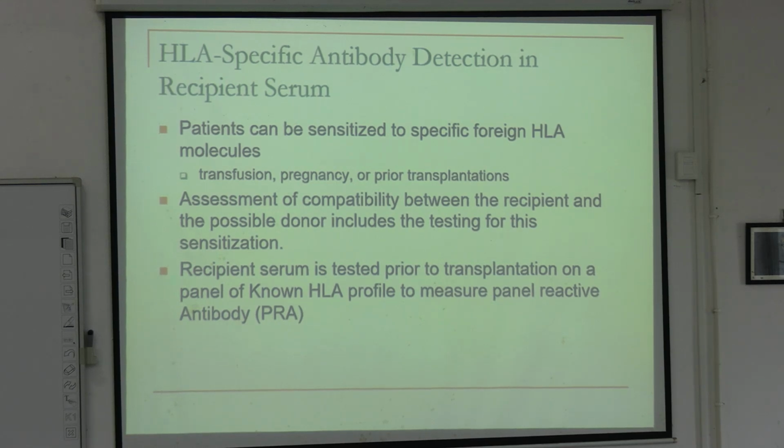Okay. So now assessment of compatibility between the recipient and the possible donor includes testing for sensitization, and the recipient serum is tested prior to the transplantation on a panel to measure the panel reactive antibodies. Before the transplantation, we usually do this panel to check so that the patient doesn't have any rejection after the procedure.